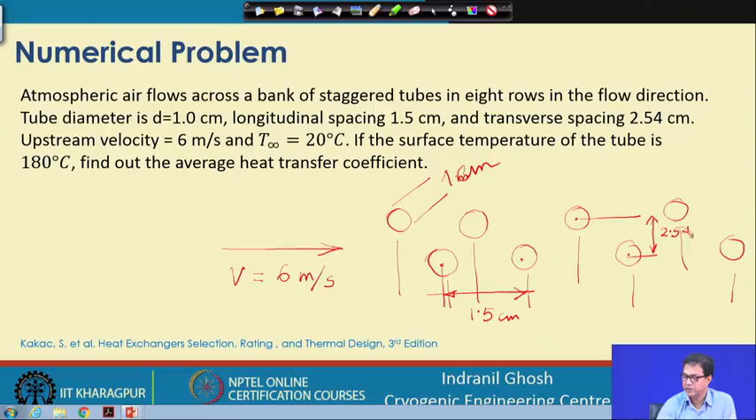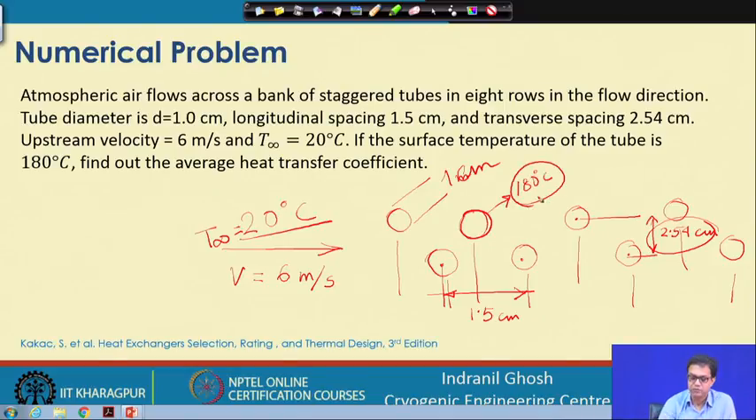It is not to scale, and the smaller dimension is looking larger than this one, but if it is properly drawn, you will find that this is widely spaced. What is given is that this fluid is flowing at a temperature T infinity equal to 20 degree centigrade, and the surface of these tubes is maintained at a temperature of 180 degree centigrade. What we now try to find out is an average heat transfer coefficient for this configuration.